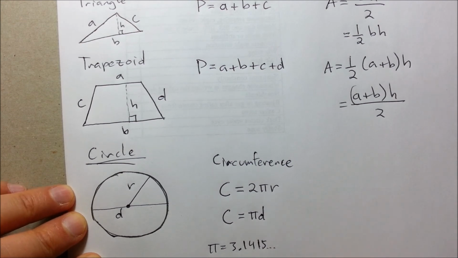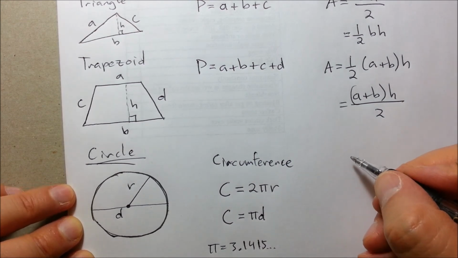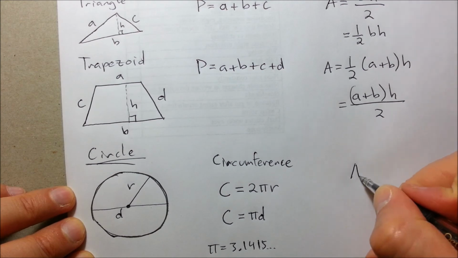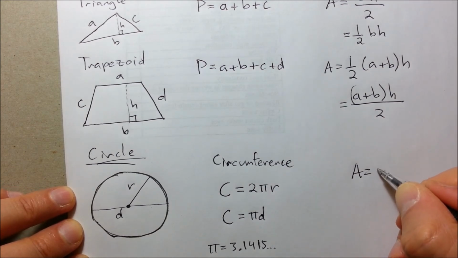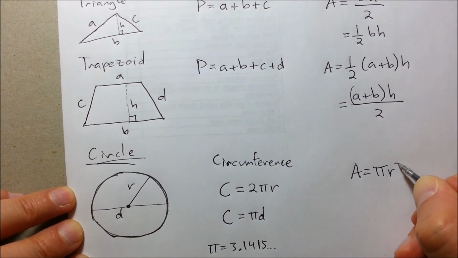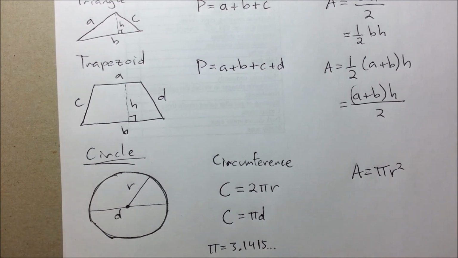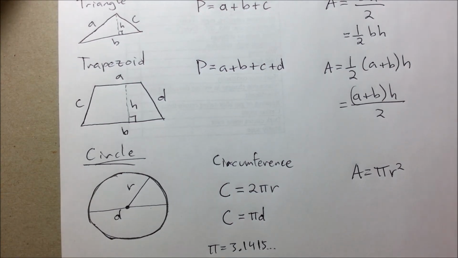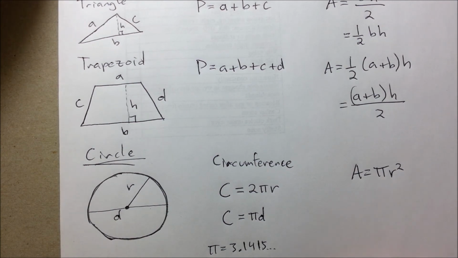Etc., etc. Okay, and the area of the circle is pi r squared. So make sure you have this sheet in your notes, and you can refer to this when we start looking at the other examples.